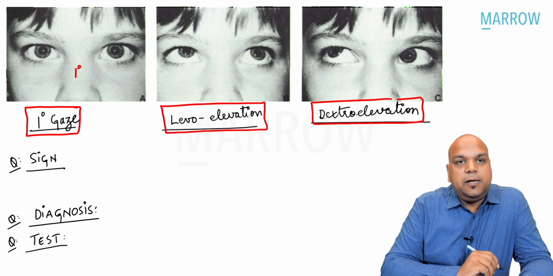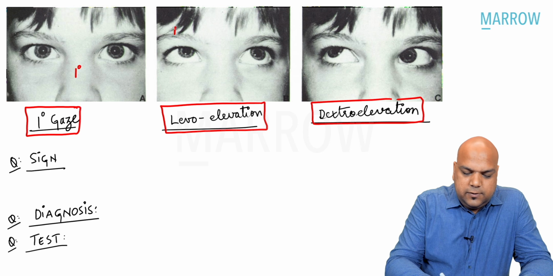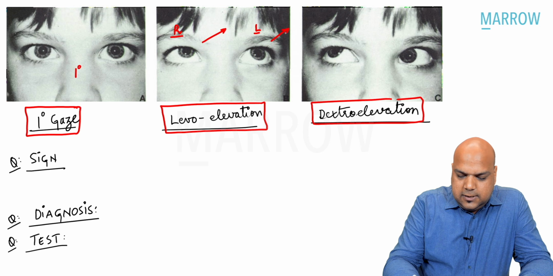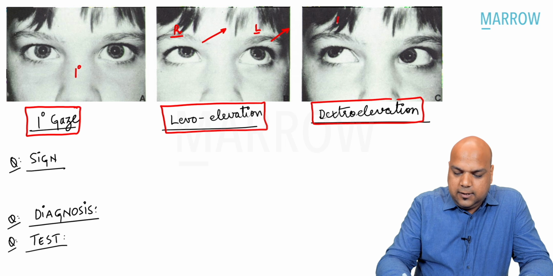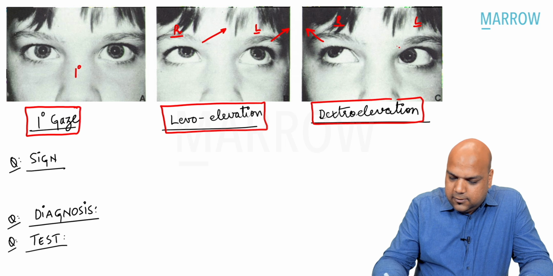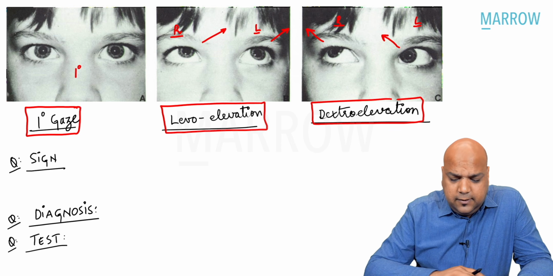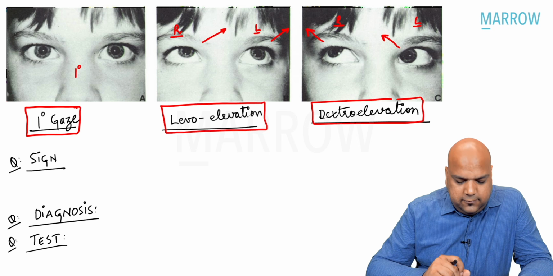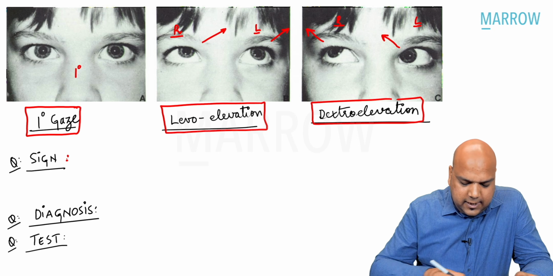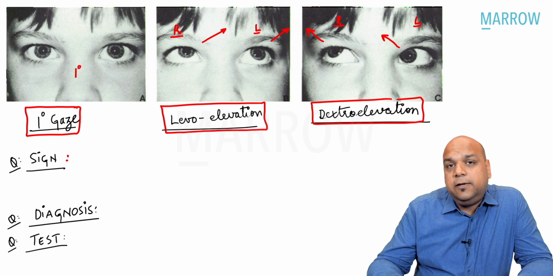First, primary gaze, looking straight. Then levo elevation. Obviously, this is the right eye, this is the left eye. So levo elevation means the child is trying to look in this direction. And then we have dextro elevation. Dextro elevation means the child is trying to look in this direction. All right, everyone clear about this? Now, once we see this photograph, first of all, what is the sign, then what is the diagnosis they have asked, and then what is the test.